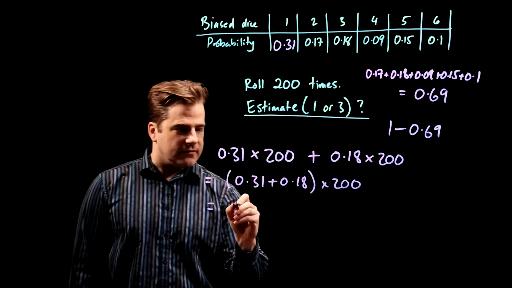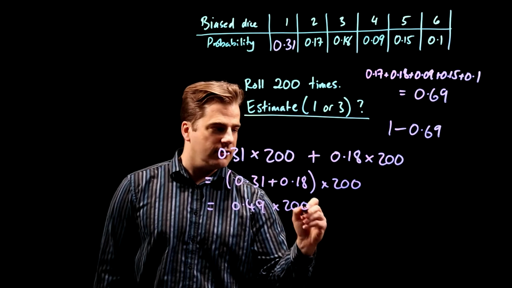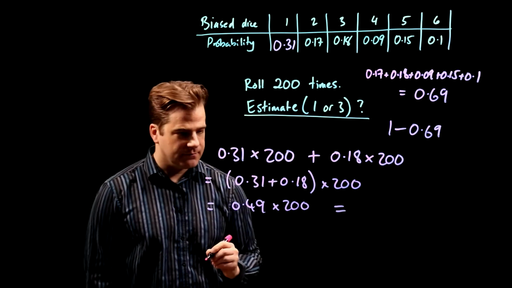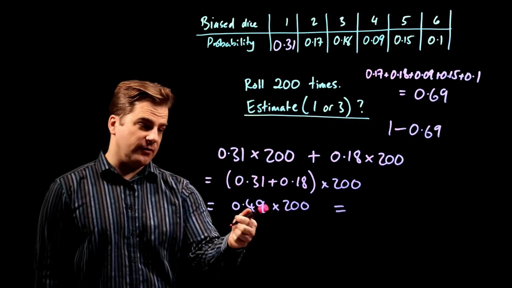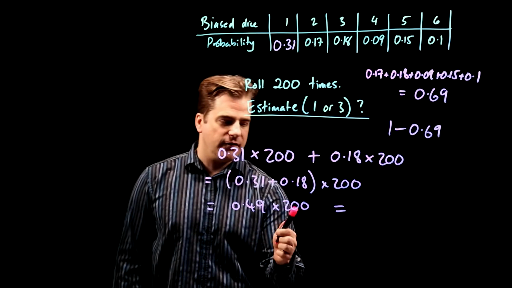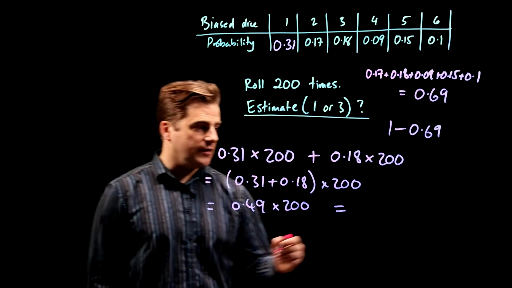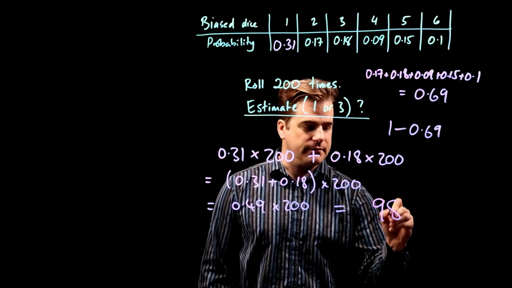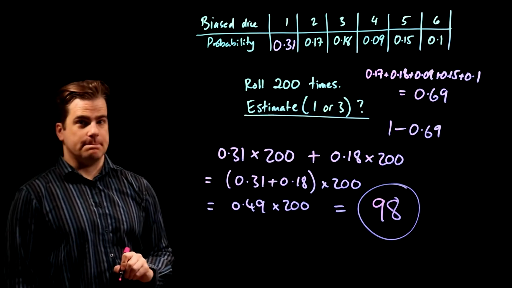So that's 0.49 times 200, which is, well, you can do this on a calculator if you want, but you can do this in your head. This is a calculator paper, you're allowed to use a calculator. If that were 100, it would be 49, so it's 200, so it's twice 49, so it's 98. Okay, and that's how it's done.